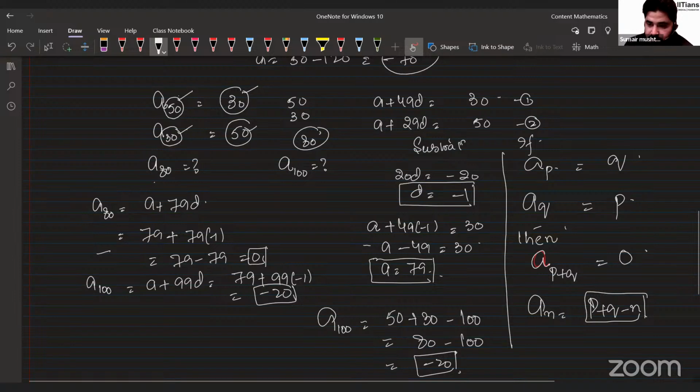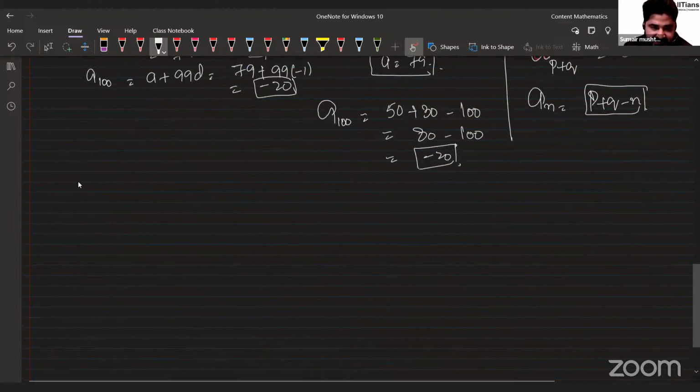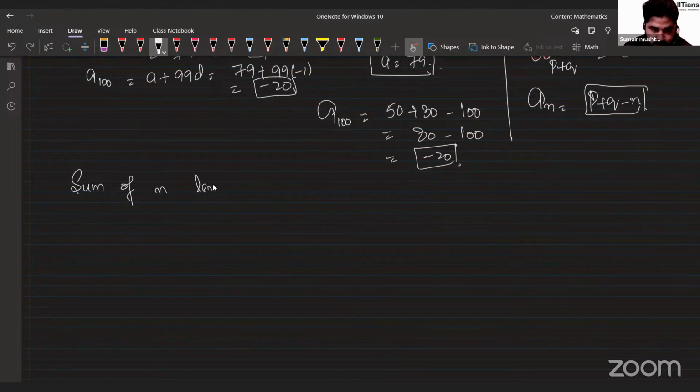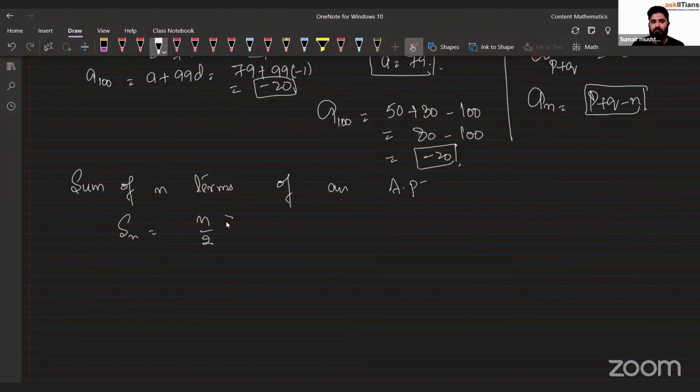Okay. Now, the next thing that we need to discuss is the sum of n terms of an AP. What is the sum of n terms of an AP? Sn, that's equal to sum of n terms. This is equal to n by 2, 2a plus (n minus 1) into d, right? Okay, this is the sum of n terms.